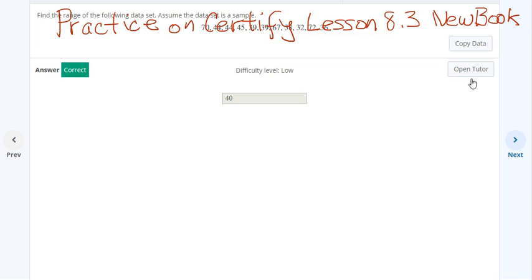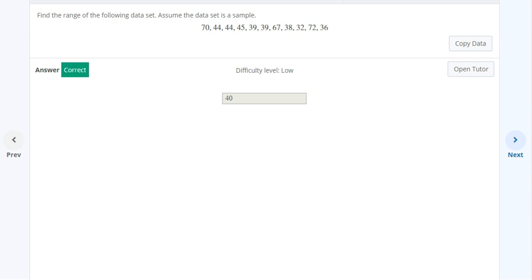To wind up our last lesson on practice on Certify, lesson 8.3 in the new book. Now, generally you will be getting different numbers, but we want to go over the strategy. So for something like this, they want us to find the range of a data set.